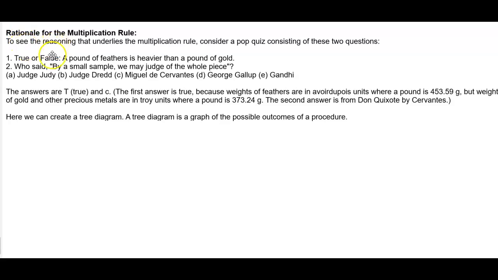Rationale for the multiplication rule. To see the reasoning that underlies the multiplication rule, consider a pop quiz consisting of these two questions. 1. True or false? A pound of feathers is heavier than a pound of gold.